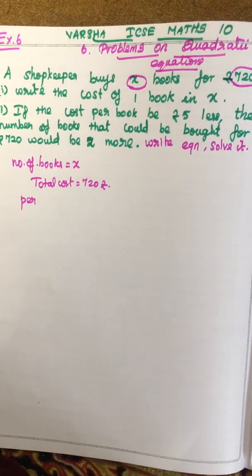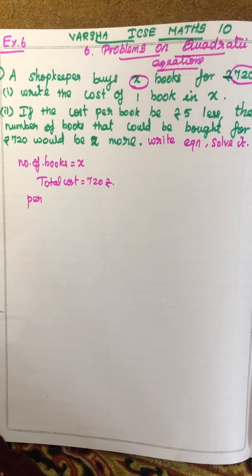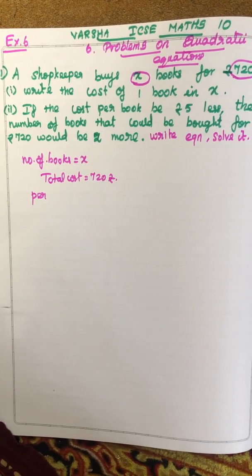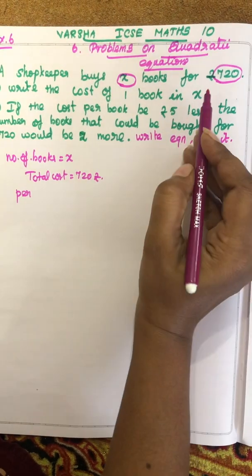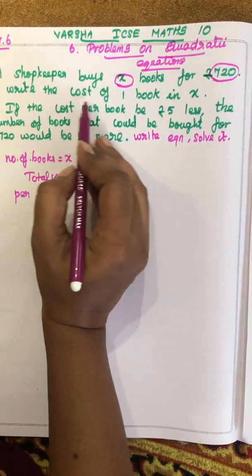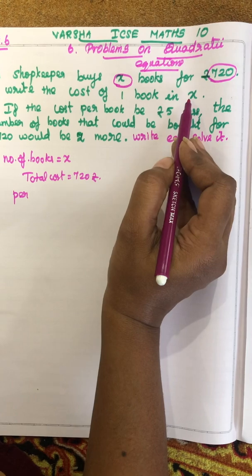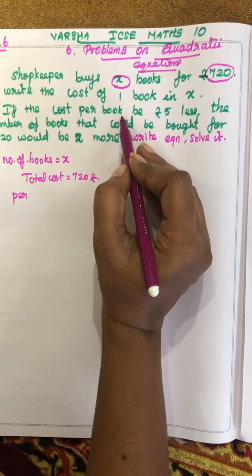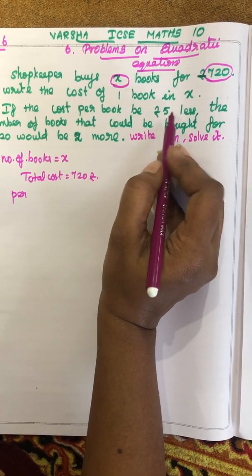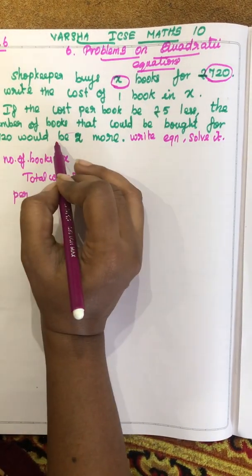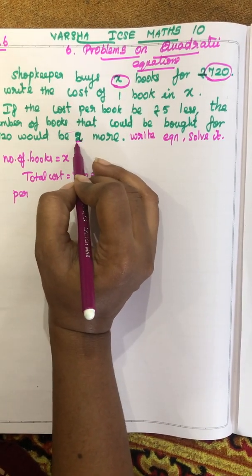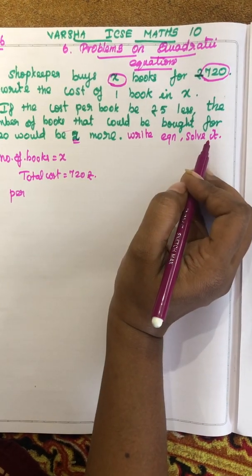So 6th lesson, problems on quadratic equations, exercise 6, question number 31. A shopkeeper buys X books for rupees 720. Write the cost of one book in X, and if the cost per book be rupees 5 less than the number of books that could be bought for 720 would be two more. Okay, so write the equation and solve it.